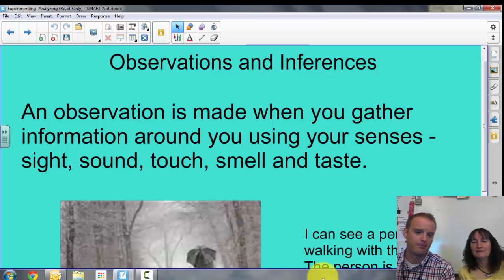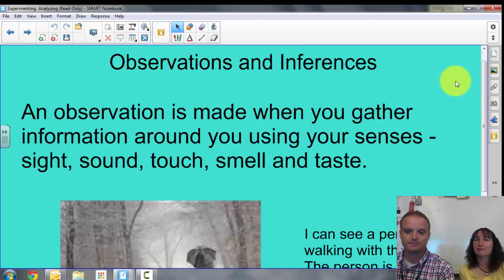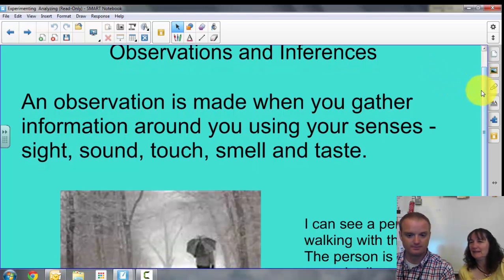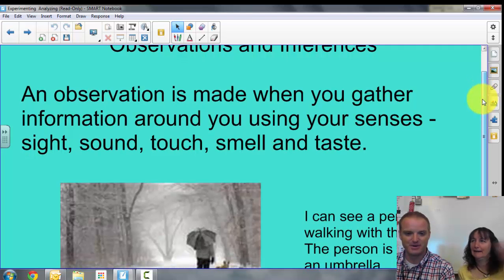All right, so the first thing we're going to talk about is observations and inferences. What's the difference between those two? An observation is literally something that you can see, hear, touch, smell, or taste. It's using your senses, gathering information from your surroundings. It's not guessing what that means. It's just literally saying what you see.